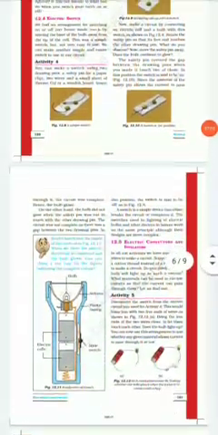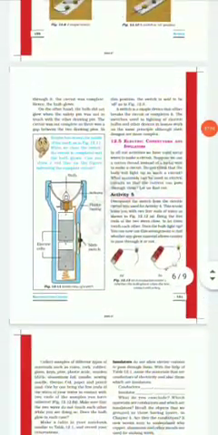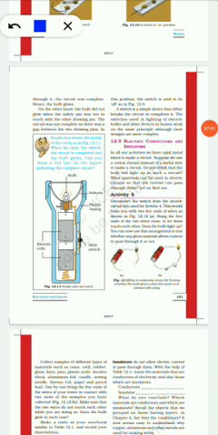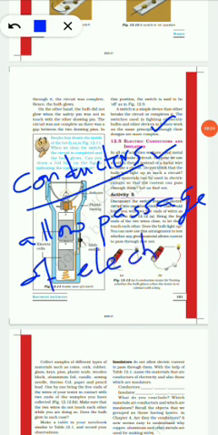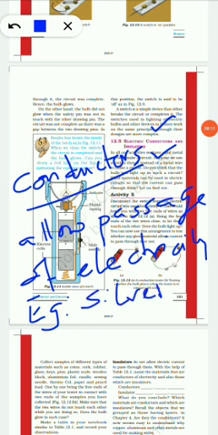Now, whenever I come to the concept of a switch, there are electrical conductors and insulators. Conductors are those materials which allow the passage of electricity. For example, any metals, such as silver. Any metal wire will conduct electricity.